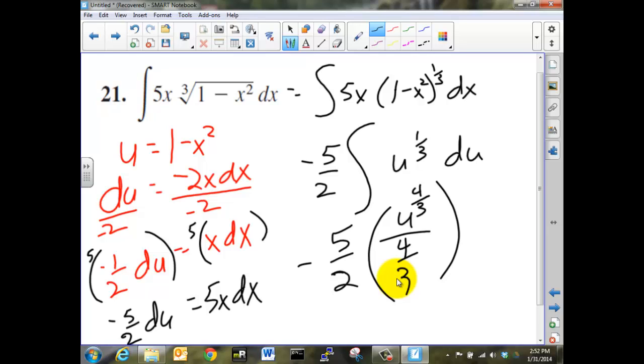So our answer would be negative 15/8 times 1 minus x squared to the 4/3 plus c. These can get very ugly looking answers, but we're honing in on your algebra and arithmetic skills. Decimal, you could, but you will not see that in the multiple guess. Decimals are a no-no.